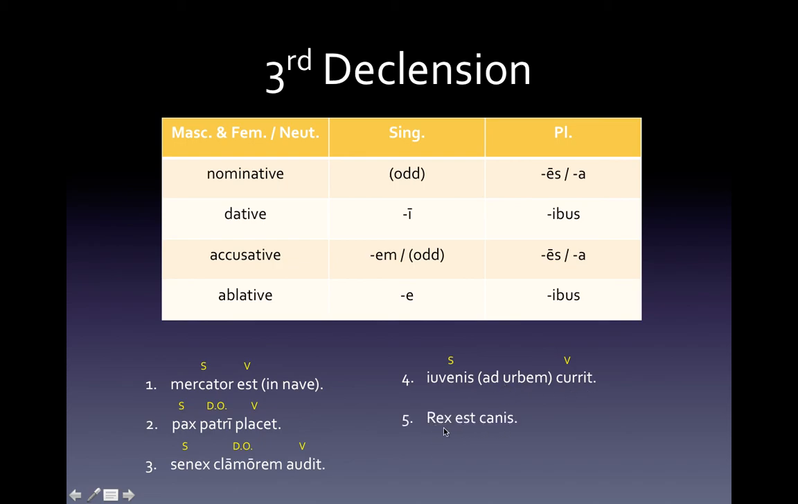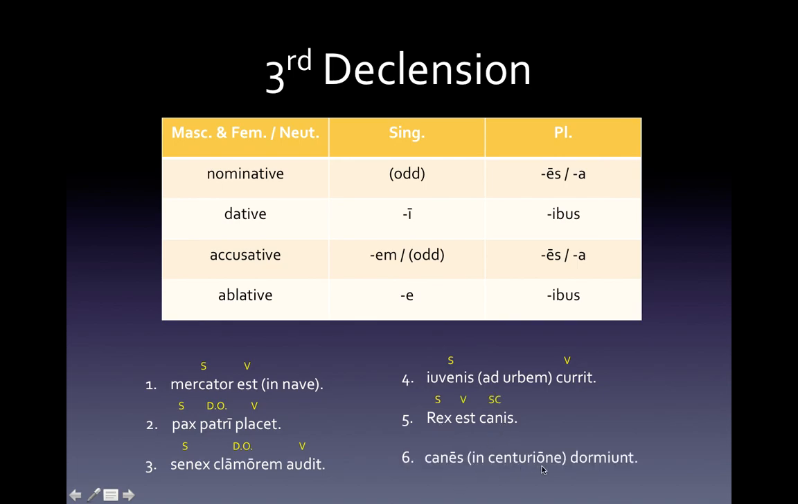Rex est canis. I capitalized the R here in Rex because I wanted it to actually be a name. So Rex is a dog. Rex does also mean king. I suppose you could translate it as the king is a dog. But both of these are nominative. This is your subject. This is a subject complement.